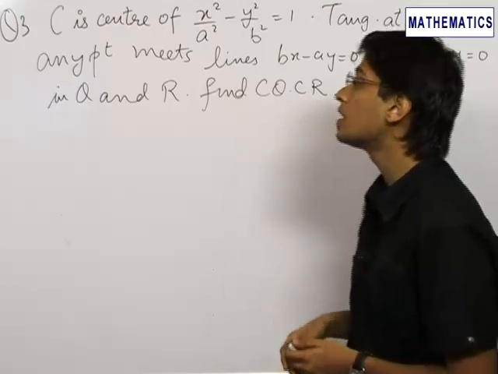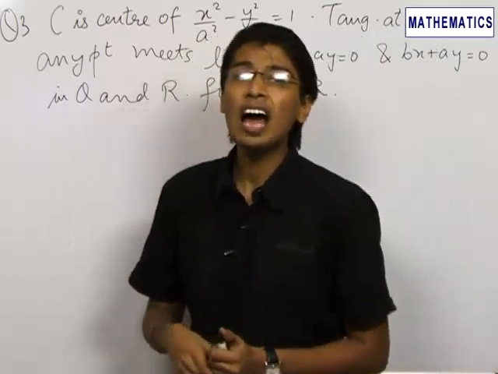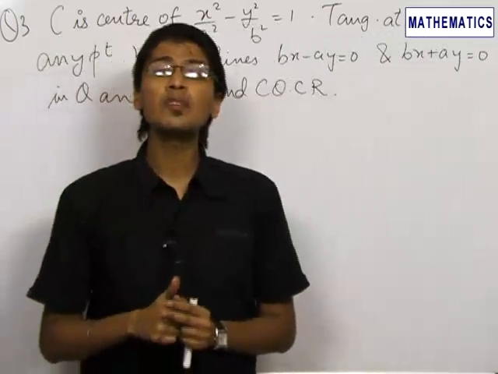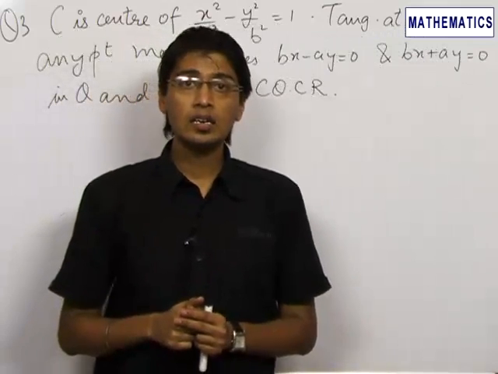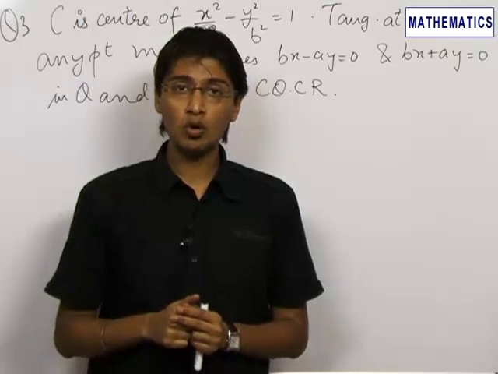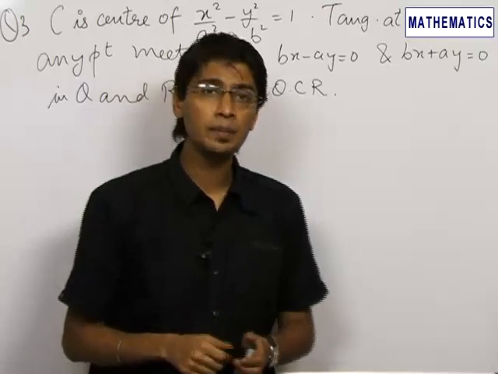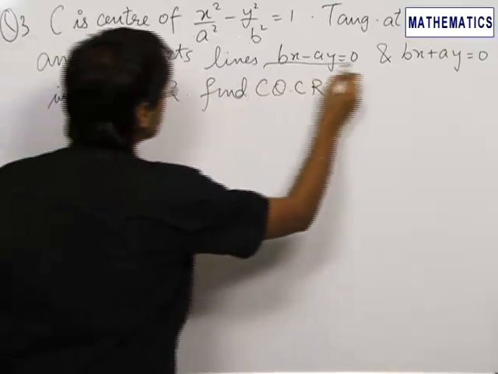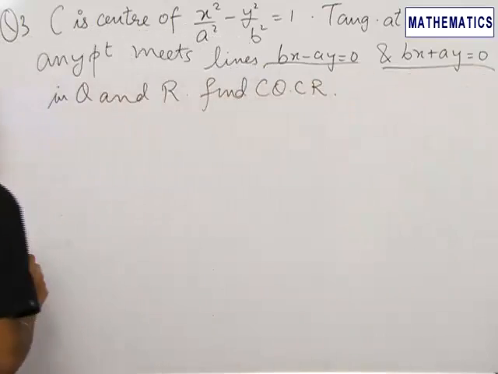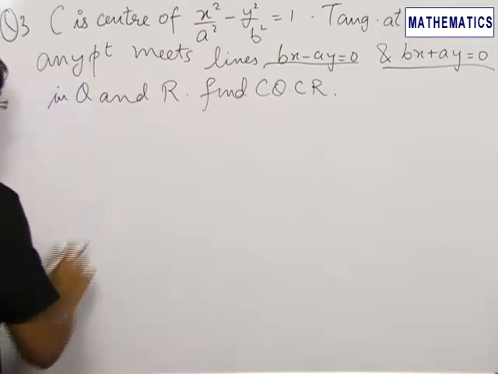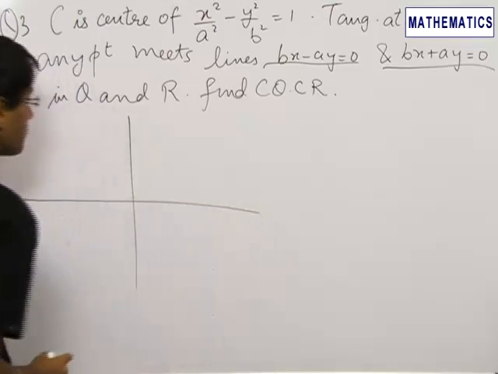of CQ into CR. Now for a hyperbola x square by a square minus y square by b square is equal to 1, the equations of asymptotes are y is equal to bx by a and y is equal to minus bx by a, and these are the two lines which are given in the equation. So let us proceed by making the figure first.